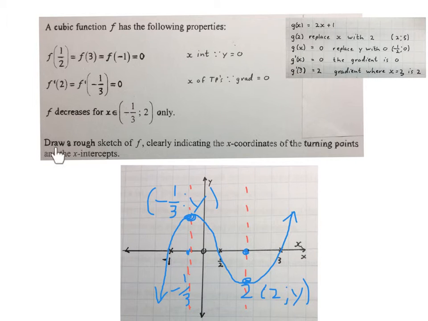The question asked us here to draw a rough sketch, which we did, and it says clearly indicating the x-coordinates of the turning points. So there I wrote it 2 and y and minus a third and y, and also the x of the x-intercepts, that's a minus 1 there, there's a half there and a 3 there. Especially the perfectionists have trouble with these types of questions because they want to know what that y is and what that y is and exactly how high or low it must be. It's not necessary. This question has been finished now.